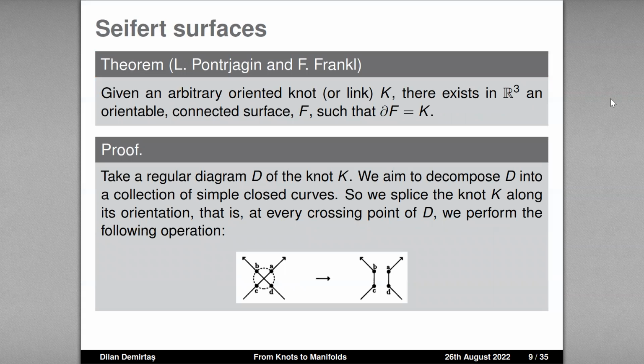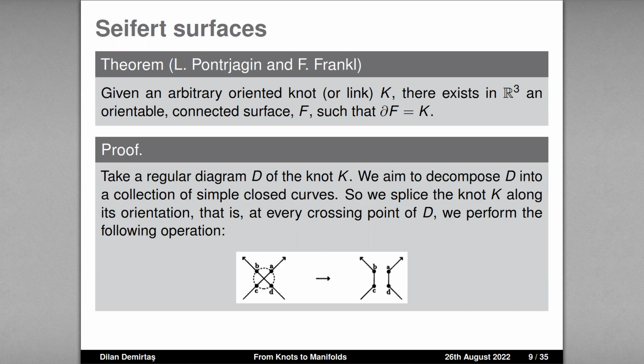We have a theorem. It states that given an arbitrarily oriented knot or link K, there exists in R3 an orientable connected surface F such that its boundary is the given knot. So to give a proof of it, we will use a construction and take a regular diagram D of the knot K. We want to decompose D into a series of simple closed curves. To do that, we splice the knot K along its orientation.